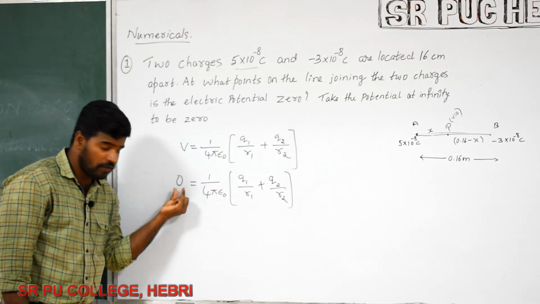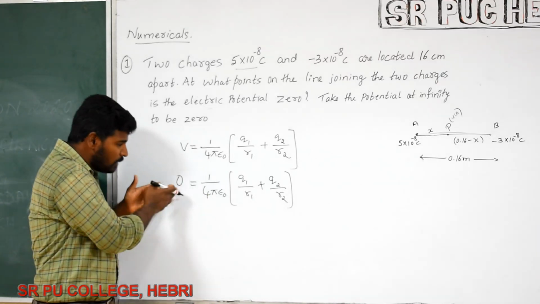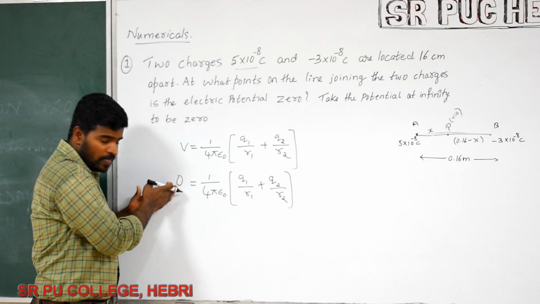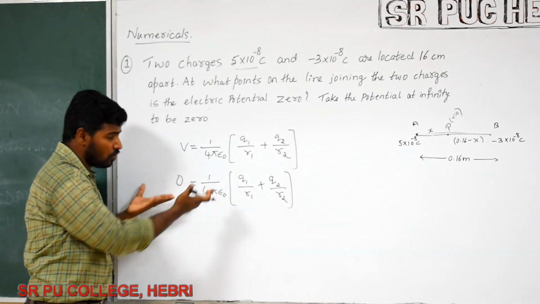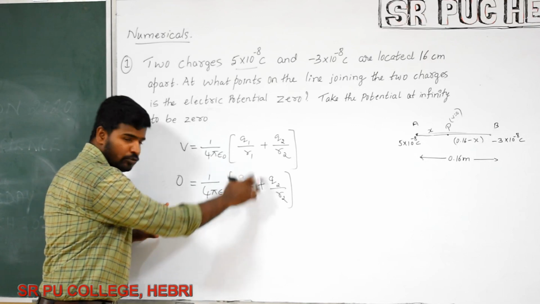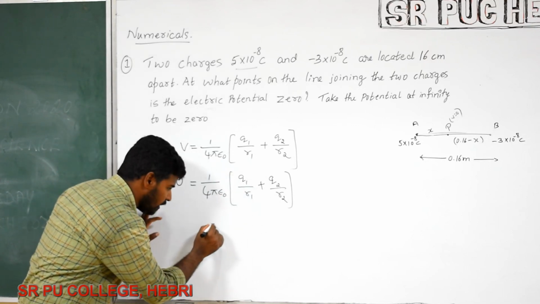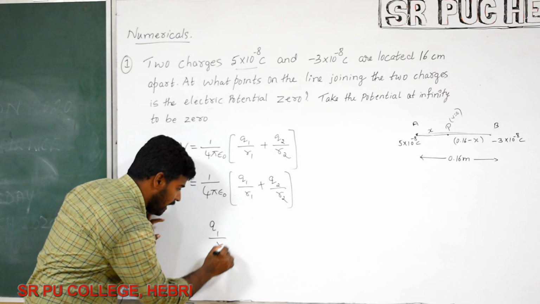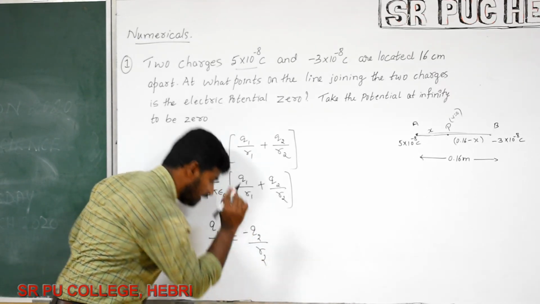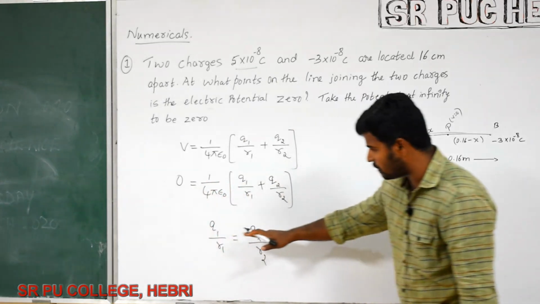What is the value of V? V is equal to 0. By cross multiplying the equation, the 4 pi epsilon naught gets cancelled out with the 0. Therefore the equation left is 0 is equal to Q1 by R1 plus Q2 by R2. We can write the same equation as Q1 divided by R1 is equal to minus Q2 divided by R2. Is it clear?